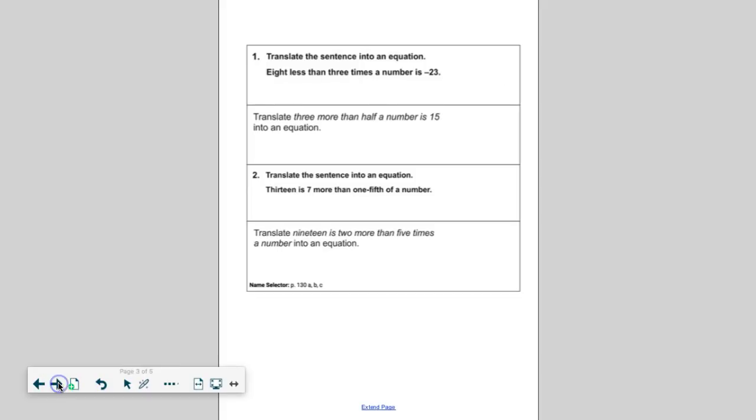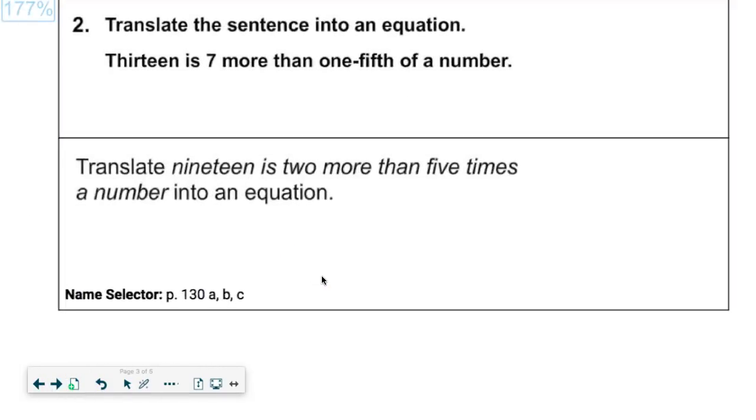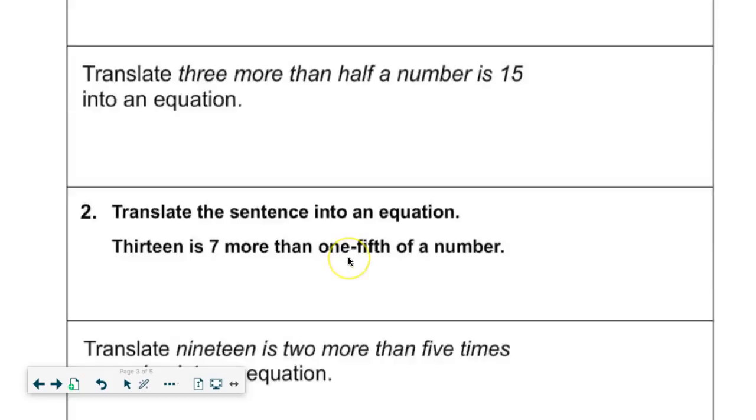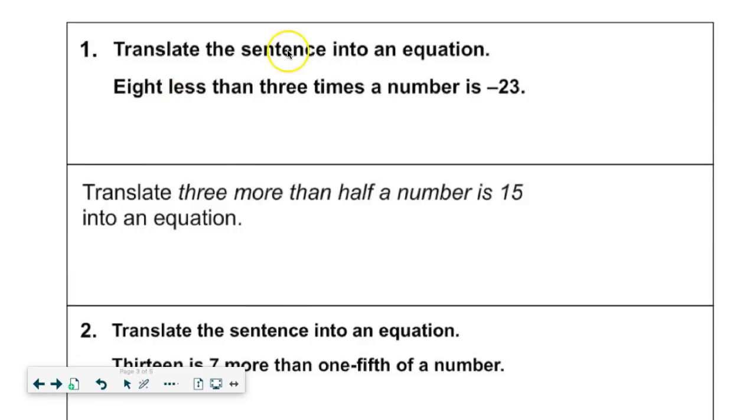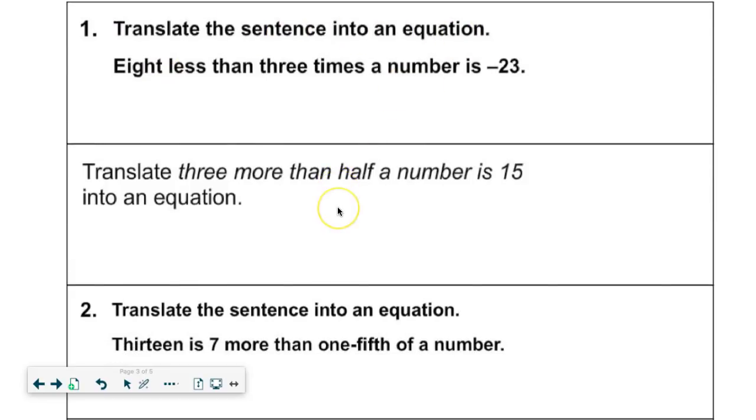So when we're translating, we're taking words, just like translating one language into another. We're going to start with words and make an equation out of it. So translate the sentence into an equation. A couple of things about an equation. You know that it's going to be a complete math thought. You know that there is going to be an equal sign there.